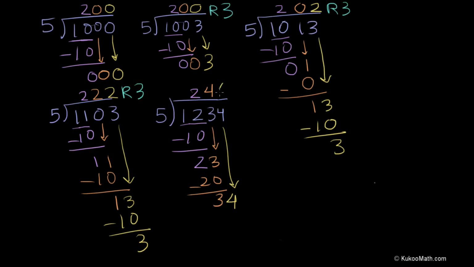5 times 6 is equal to 30. And when we subtract, we get 4. We can't divide anymore, so 4 is our remainder. So our answer is 246, remainder 4.